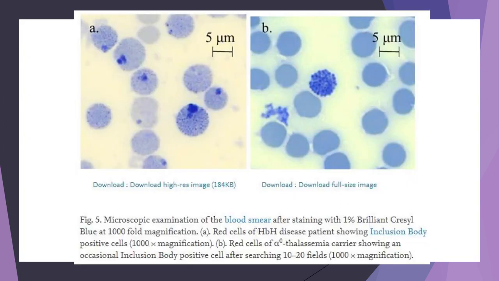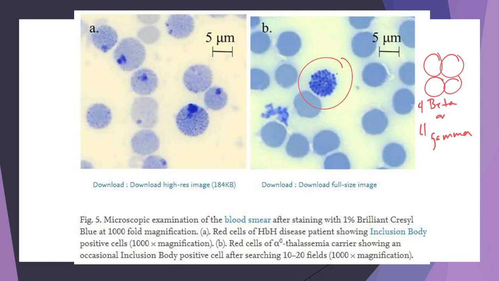Here's a picture of those tetramer inclusions. And just as a reminder, tetramers are going to be 4 globin chains that are either beta or gamma. So 4 betas or 4 gammas. And to me, they look like golf balls. But these are seen on a brilliant cresyl blue stain. And this particular picture is of hemoglobin H inclusions, which are going to be the 4 betas. 4 gammas is referred to again as hemoglobin Barts.